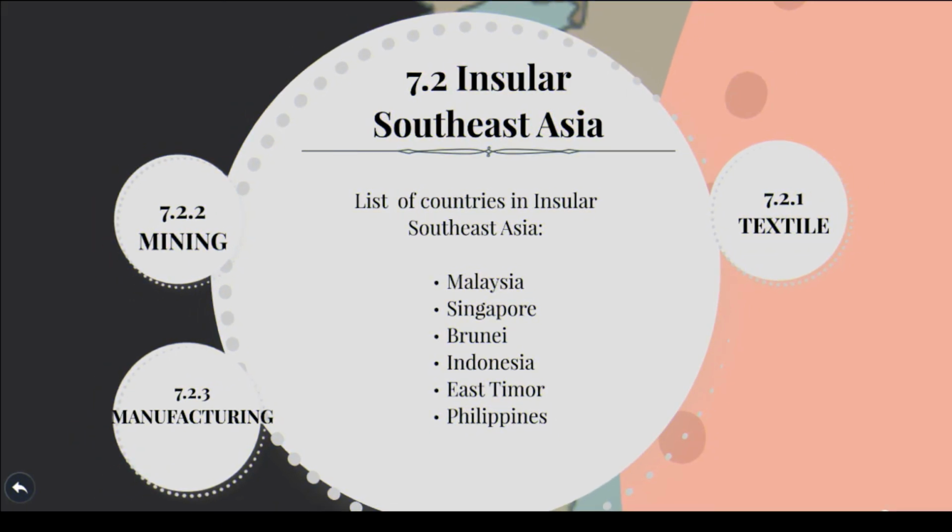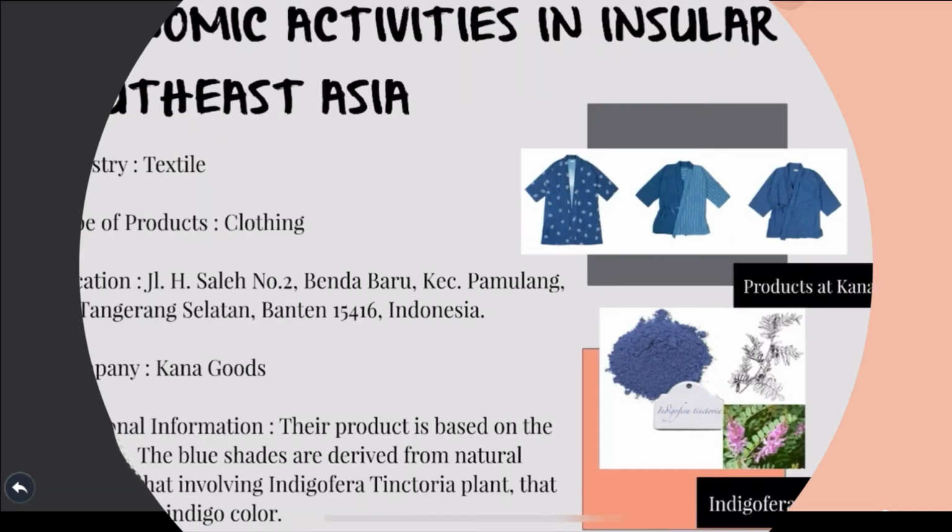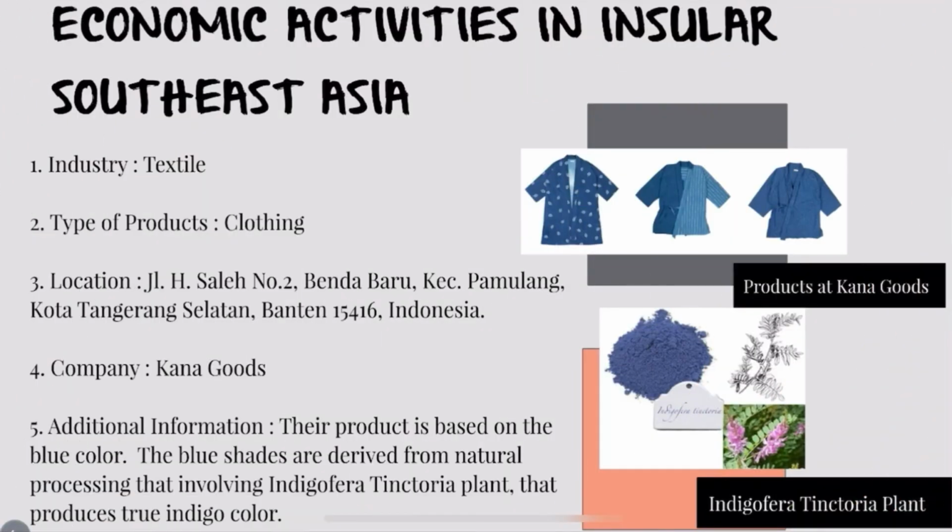Next, let's take a look at the list of countries in Insular Southeast Asia, which are Malaysia, Singapore, Brunei, Indonesia, East Timor, and the Philippines. Economic activities in Insular Southeast Asia. So the first economic activity is in the textile industry. The type of product is clothing.